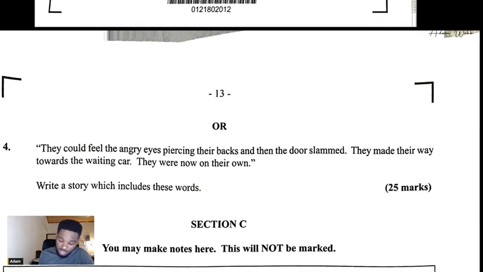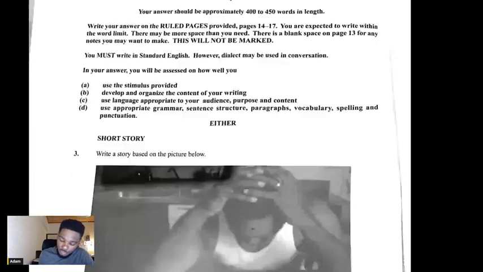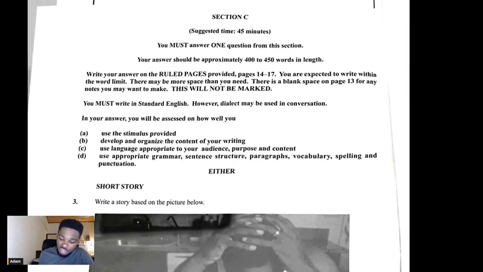For example, this text here, they could feel the angry eyes piercing their backs, and then the door slammed, blah, blah, blah. Write a story which includes these words. So these words can be at the beginning, middle, or end. Whichever prompt you choose, CSEC is going to grade you, is going to judge how well you use the stimulus. Now, what do we mean by how well you use the stimulus?